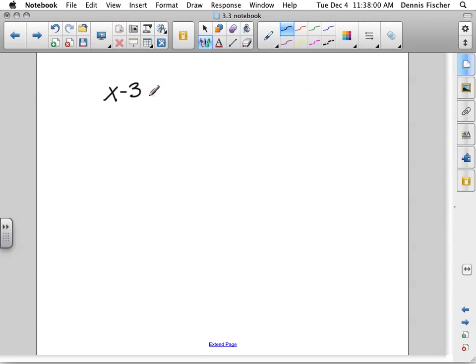x minus 3. I would do this one. Let's try that one. This might take us 2 days. 30 seconds. Shouldn't take that long. This is called long division. Yeah, long division. Remember, that method's a lot easier.